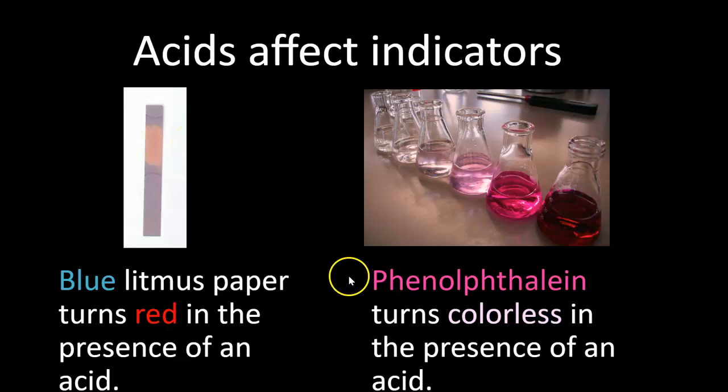There's also an indicator called phenolphthalein. This would turn colorless in the presence of an acid. So you would start out with this really pretty red-pink color, and then as you add acid to the solution, that color would eventually disappear. So if the pink turns to clear, that would let us know that there is an acid here.